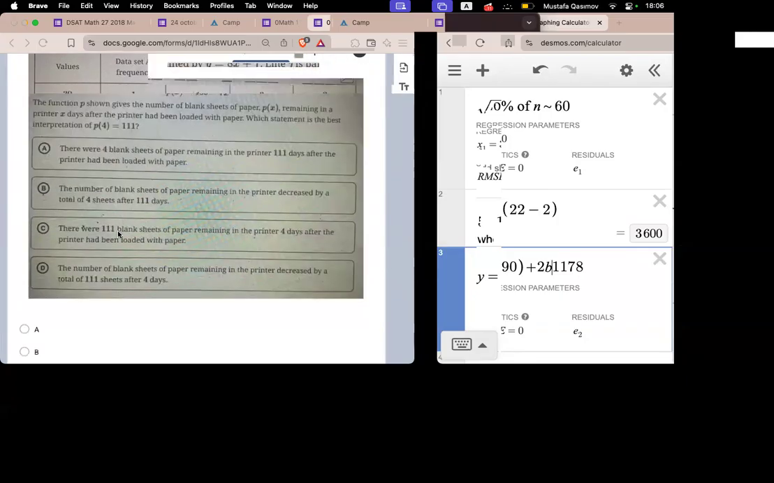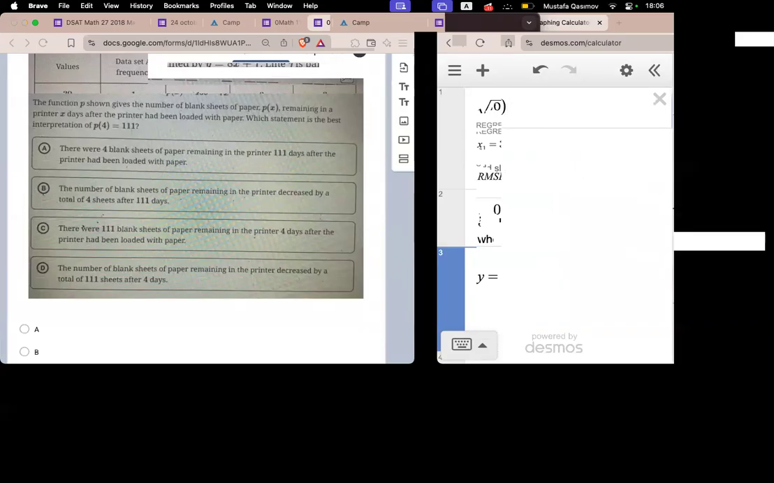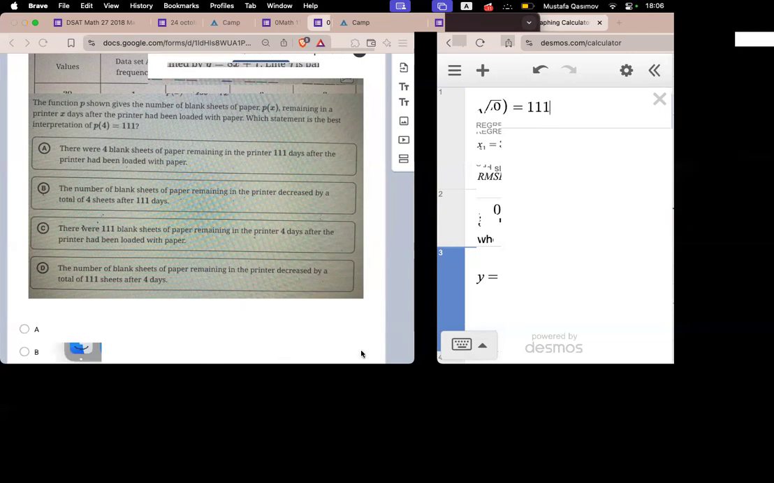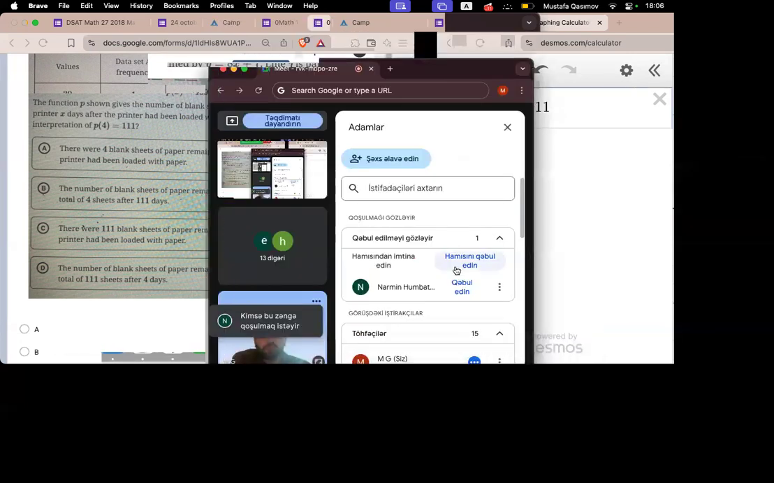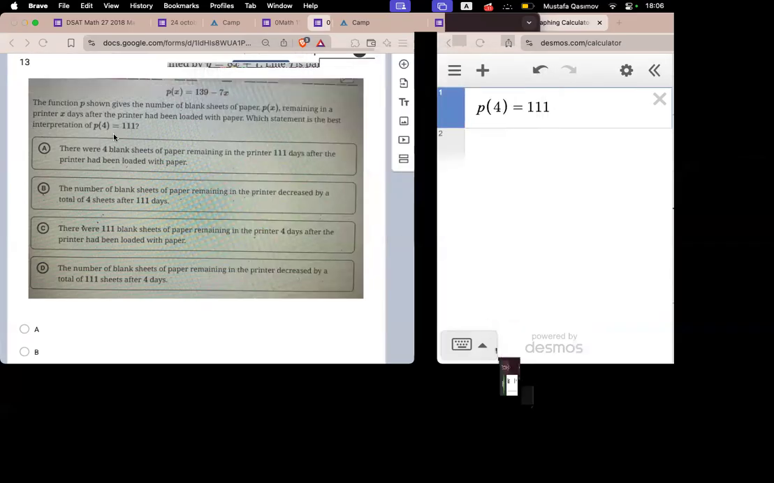13. It says P of 4 is equal to 111. For this type of question, you have to just understand what x and P of x represent. x represents the number of days. So it means 4 days after the printer had been loaded, there will be 111 blank sheets of paper.